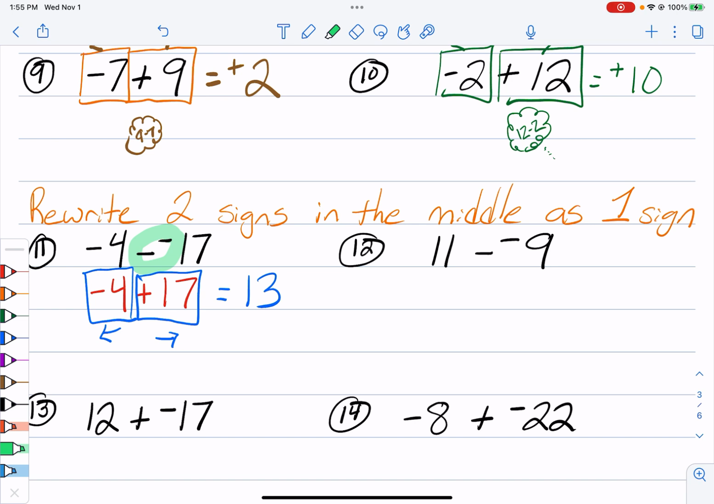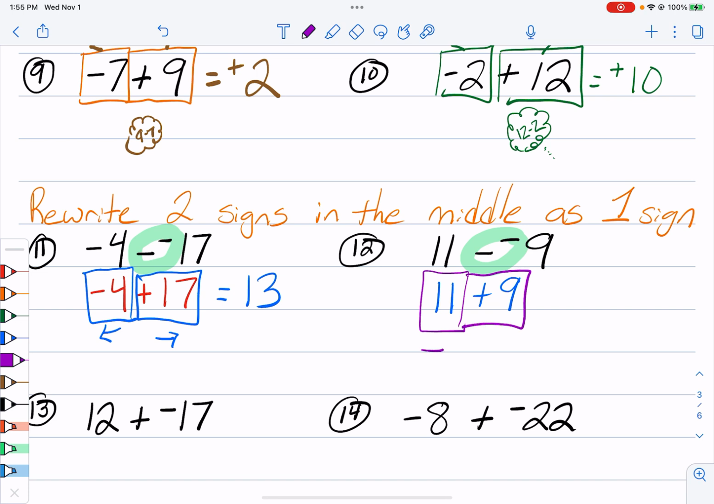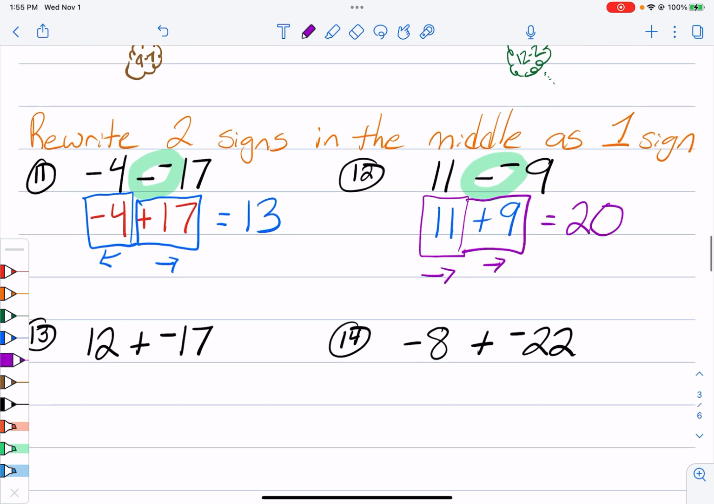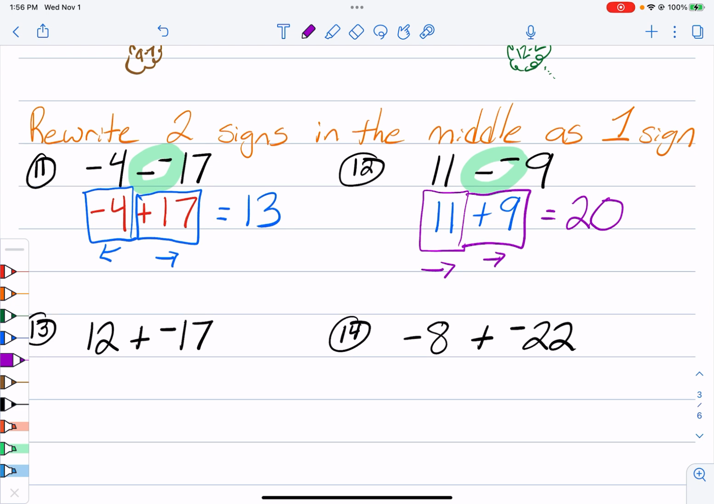Number 12, very similar. Two negatives make a positive. So this becomes 11 plus 9. Well, in this problem we have an 11 and a +9. These are both right numbers. This is very similar to problems you've done a lot of times, so don't forget your basic positive plus a positive. 11 plus 9, we got 20. So we know that one. We got that one.